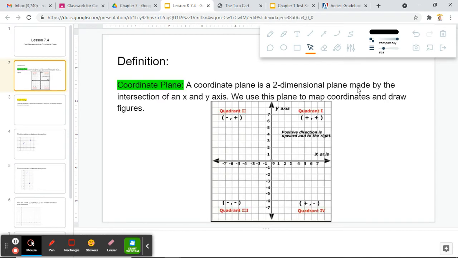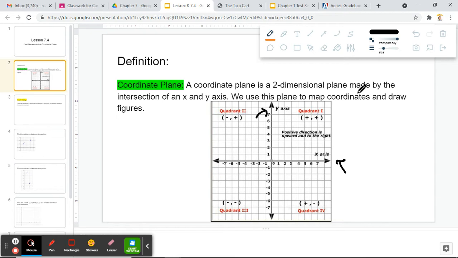All right, so our first definition is that of a coordinate plane. Hopefully this is something you've seen before, but if not, a coordinate plane is a two-dimensional plane made by the intersection of an x and y axis. We use this plane to map coordinates and draw figures. Basically, it's one number line going horizontal, which we call the x-axis, and one number line going vertical, which we call the y-axis.